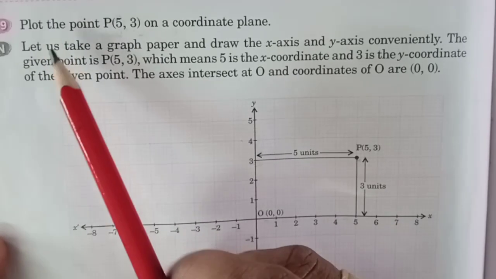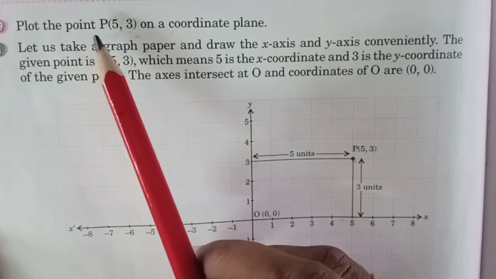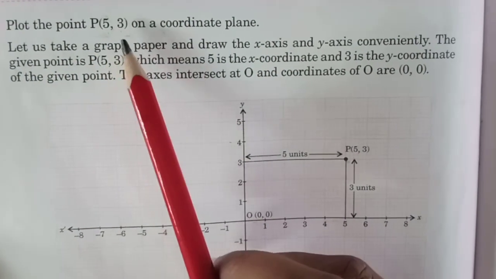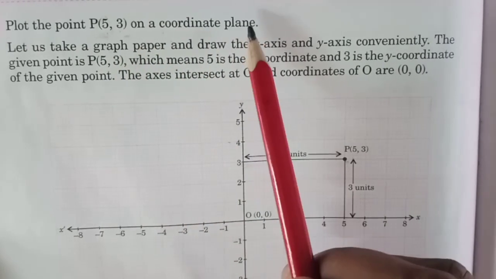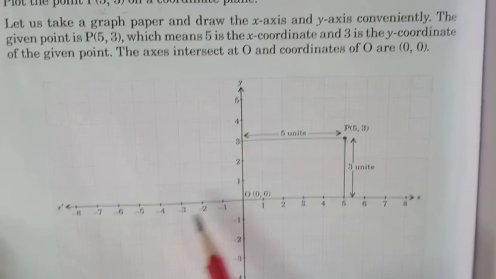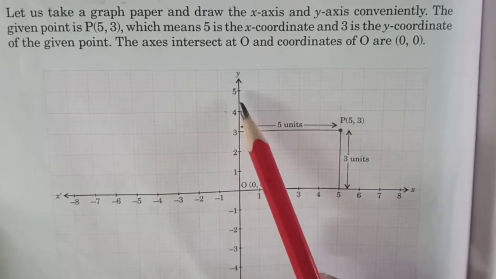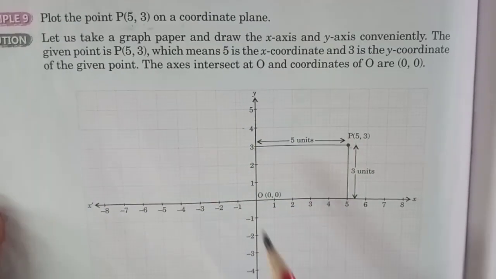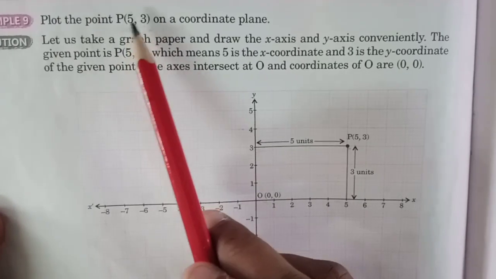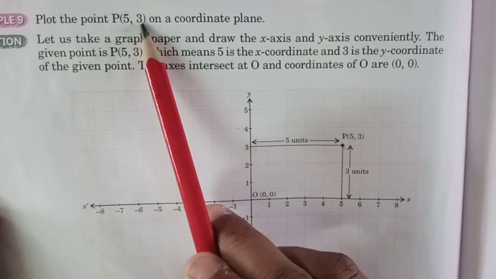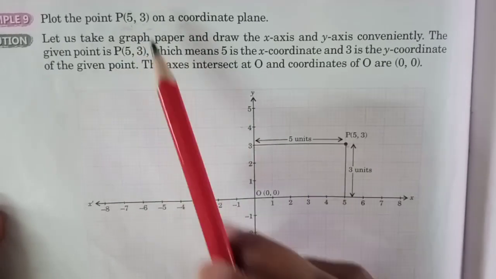Next, we will discuss how to plot a point in a Cartesian plane. Plot the point P(5, 3) on a coordinate plane. First of all, you have to draw the axes x and y. This is the x-axis and this is the y-axis. The given point is (5, 3). 5 is the x coordinate and 3 is the y coordinate.